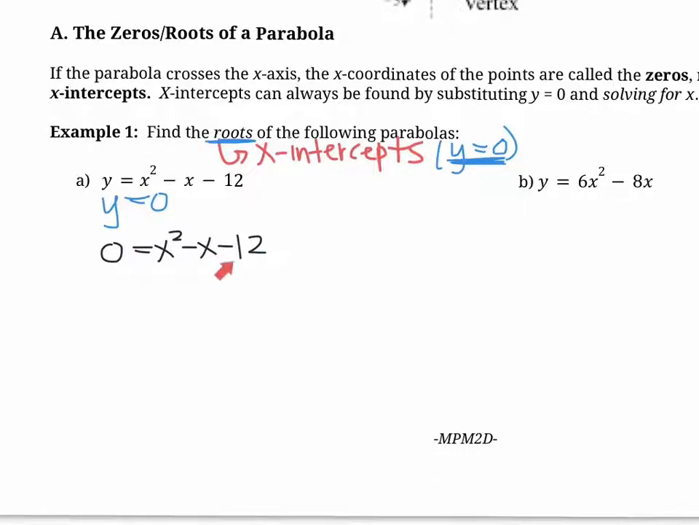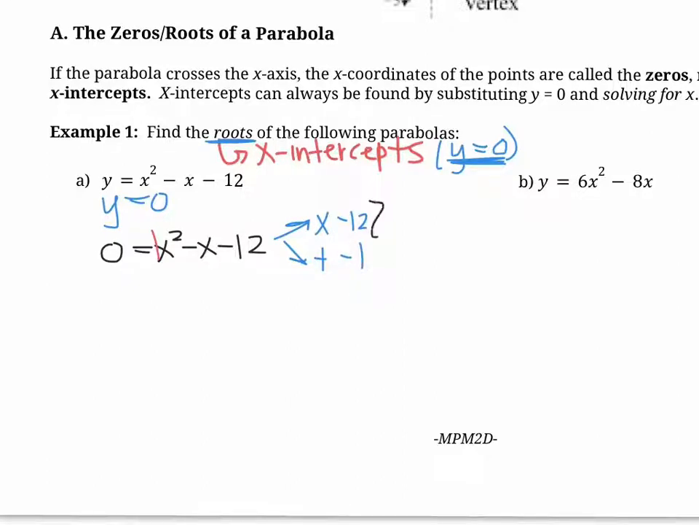Note that there's nothing in common here, so there's no common factor. We can use decomposition, and we can also use the shortcut of decomposition because the a value here is 1. So let's use the shortcut of decomposition. We're going to look for two numbers that multiply to -12 and add to -1.